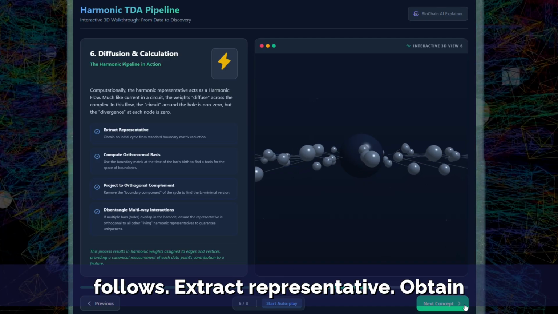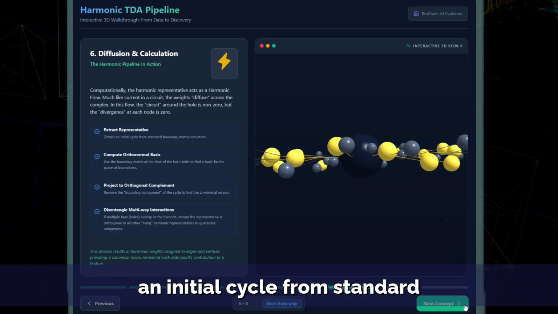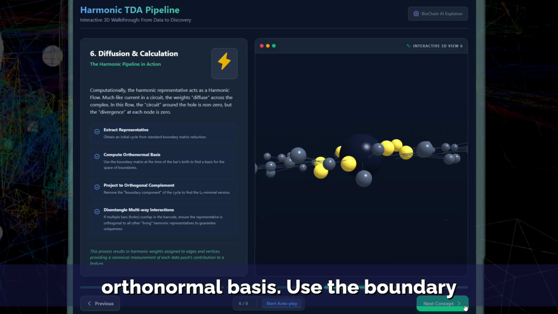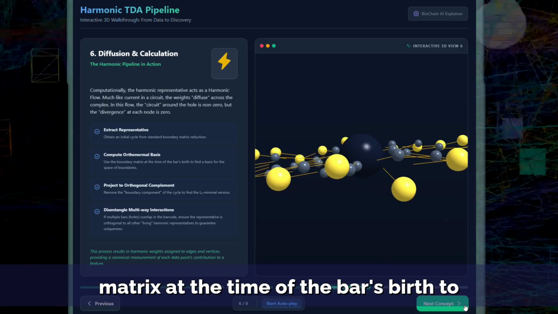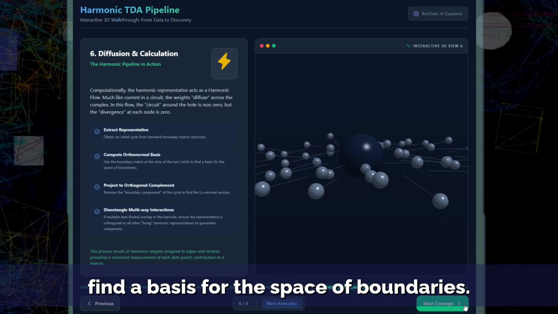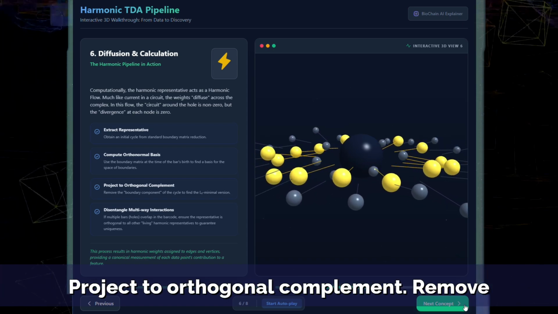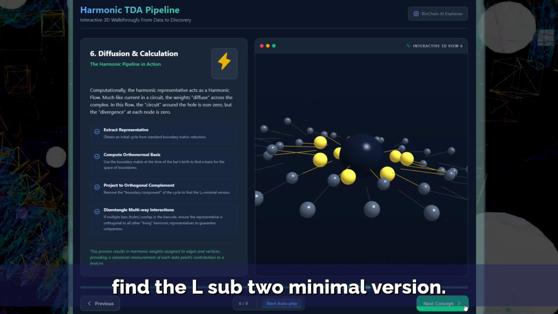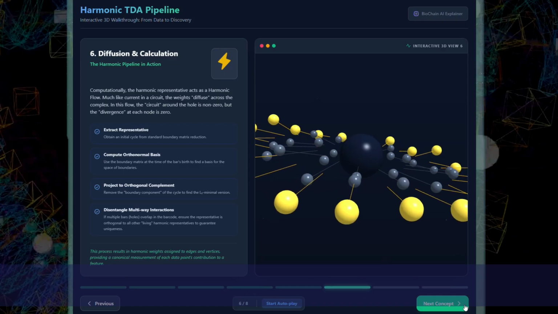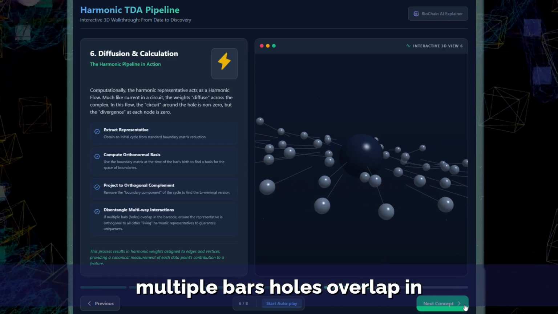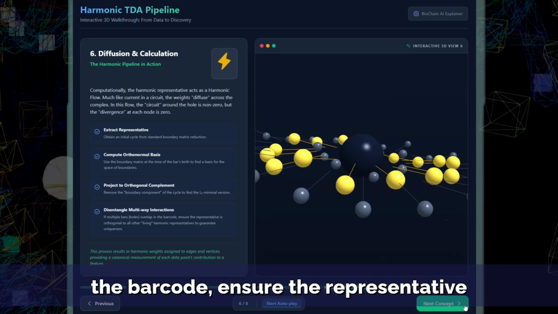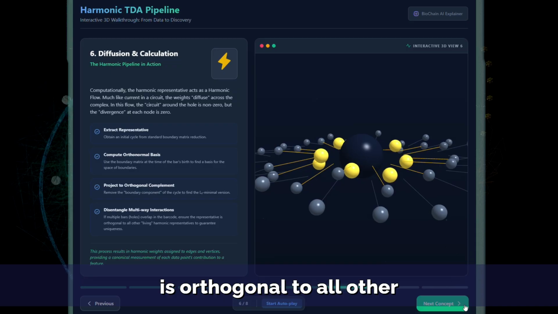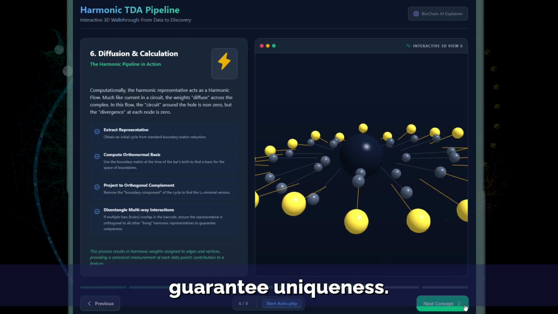Extract representative. Obtain an initial cycle from standard boundary matrix reduction. Compute orthonormal basis. Use the boundary matrix at the time of the bar's birth to find a basis for the space of boundaries. Project to orthogonal complement. Remove the boundary component of the cycle to find the L2 minimal version. Disentangle multi-way interactions. If multiple bars, holes, overlap in the barcode, ensure the representative is orthogonal to all other living harmonic representatives to guarantee uniqueness.